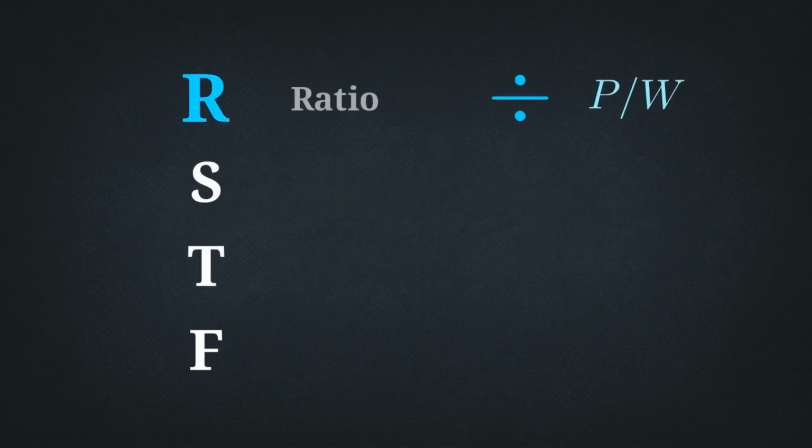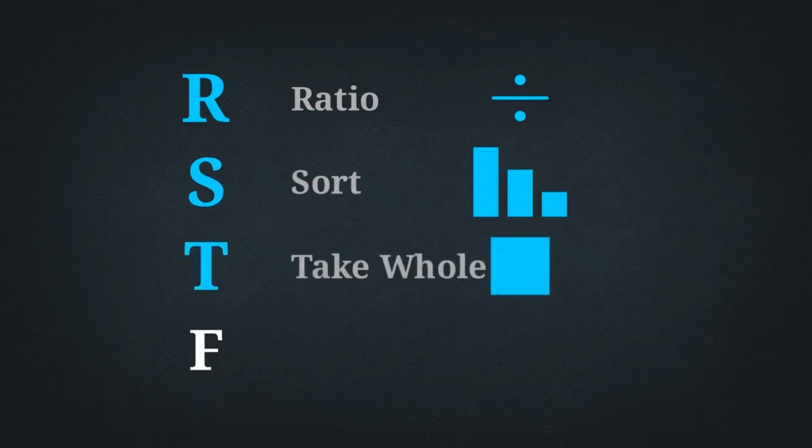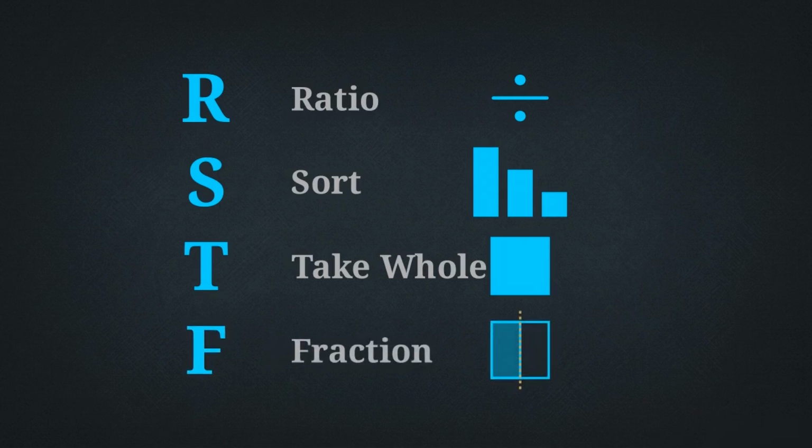For an exam, remember 4 letters, R, S, T, F. First, calculate the ratio. Second, sort the list descending. Third, take whole items if they fit. And fourth, calculate the exact fraction for the final item.